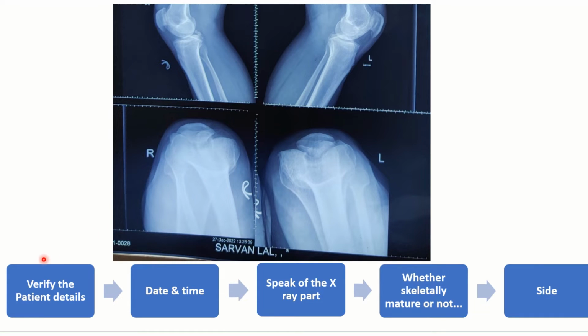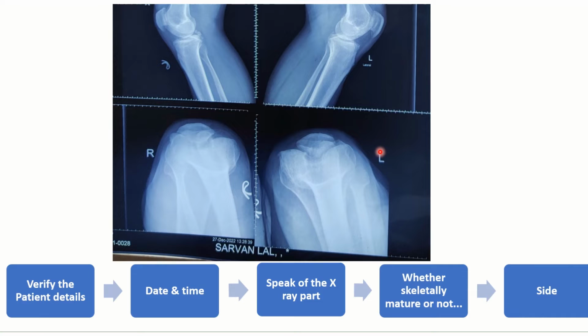So always begin, once again I'll repeat the things, that we have to verify the patient's name. Most important, you may be standing at the bedside of a patient and some other person's X-ray could be deliberately given to you. So you have to confirm the identity of the patient by looking for the name of the patient, identifying the name, then the date, then the part of which the X-ray is taken, and then whether the patient is skeletally mature or not. For example, in case of children, we'll have the open physis by which we can say that the X-ray would belong to a skeletally immature person.